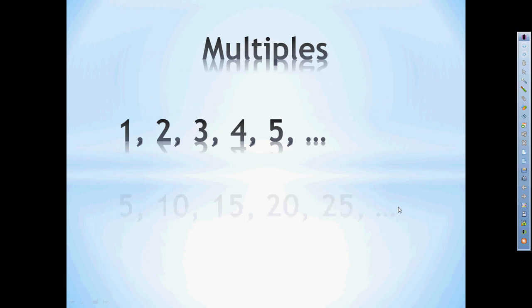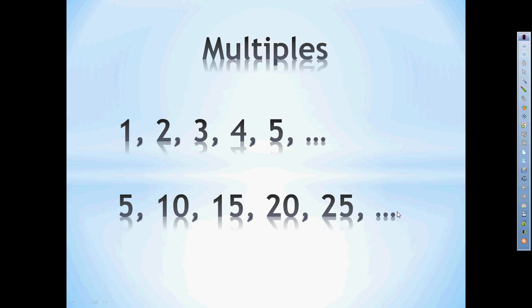If I count by ones, the numbers 1, 2, 3, 4, 5, and so on are all multiples of 1. If I count by fives, the numbers 5, 10, 15, 20, 25, and so on are all multiples of 5. Now, if you've ever played the game Yahtzee, then you have used multiples.